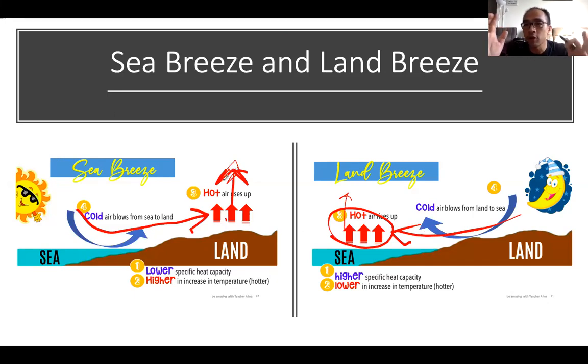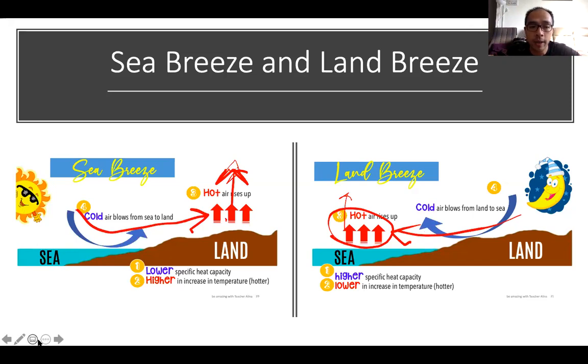The only thing you need to know is, where is it hotter? In the daytime, it is hotter on the land. At night time, it is hotter in the sea. So where it is hotter, the hot air will rise up. When hot air rises up, cold air will come in. Okay, that's just the natural flow of air.